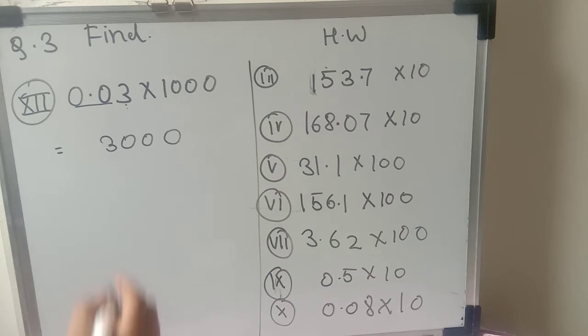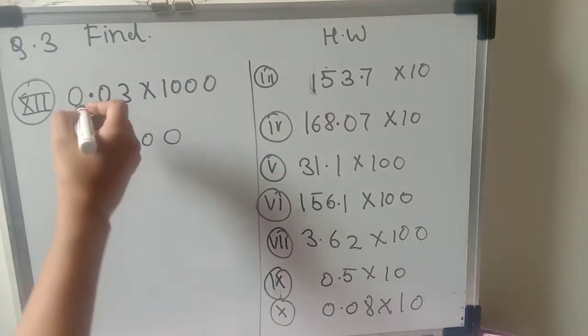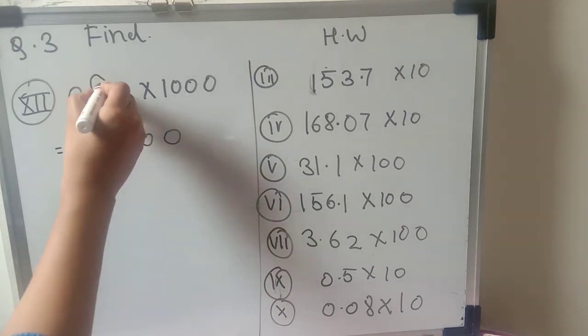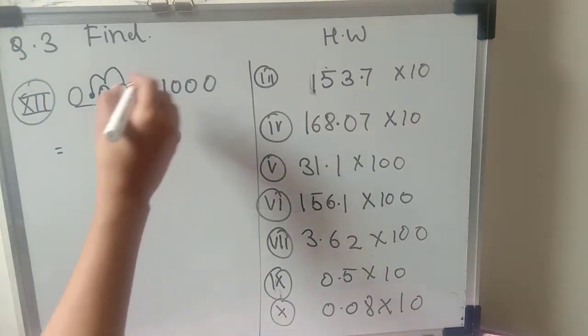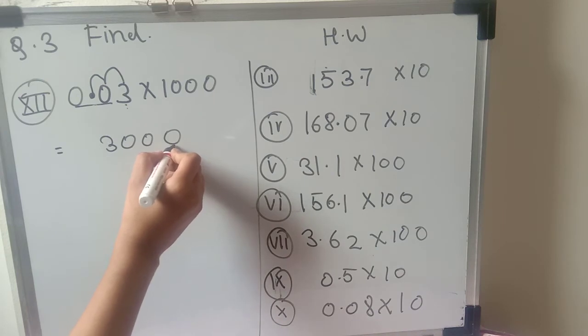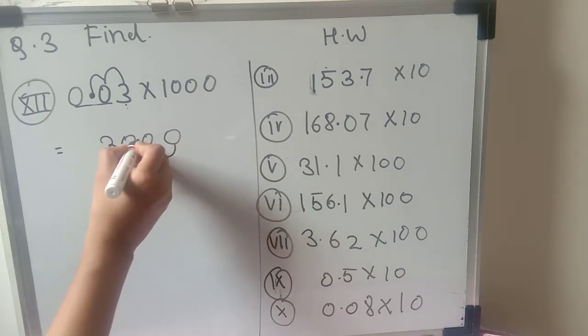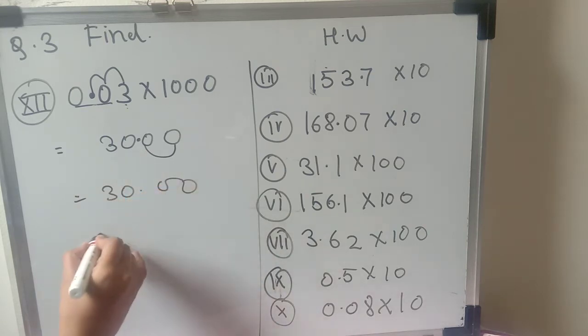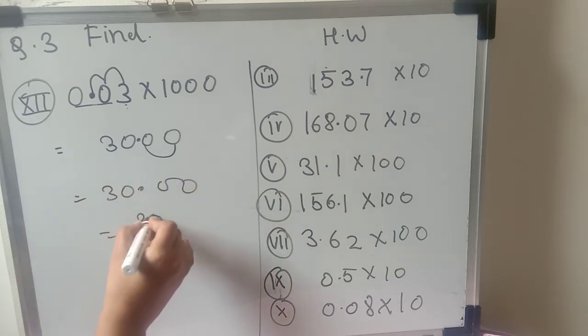Okay, so here in the example, if you see the decimal number, after the decimal point, how many places are there, that is 10 and 100. In the answer just count two digits, 1 and 2, and then put the decimal. So here we got the answer, that is 30. Okay, so here you can write 30 also.